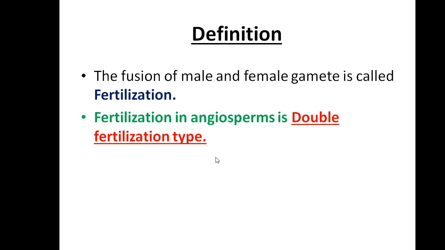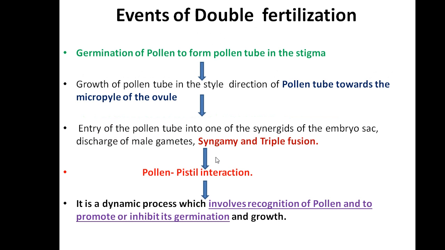You may ask the question, what is endosperm? Endosperm is the nutritive tissue for the growing embryo in the seed. So one fertilization is for the production of zygote, one fertilization for the production of endosperm. Next I am coming to the events of double fertilization.